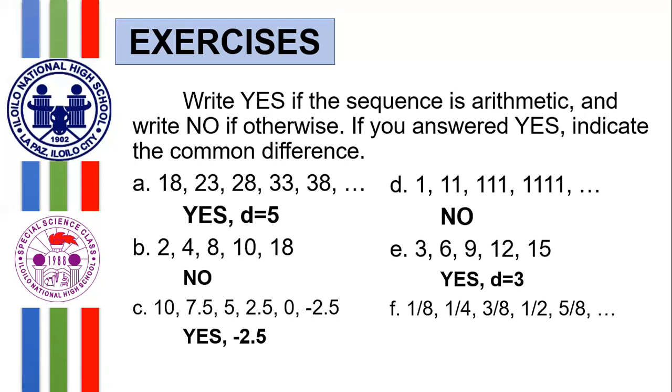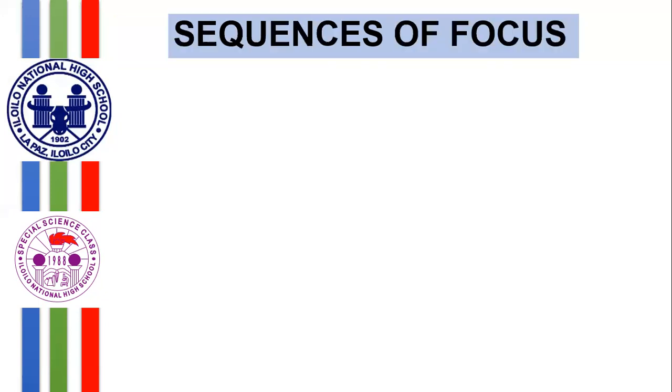How about letter F? 1/8, 1/4, 3/8, 1/2, 5/8. We have fractions this time. So this is, in fact, if you could see, 1/4 minus 1/8 is 1/8. 3/8 minus 1/4 is 1/8. 1/2 minus 3/8 is 1/8. 5/8 minus 1/2 is 1/8. So yes, it is still an arithmetic sequence with a common difference of 1/8. Okay, I hope it's clear.